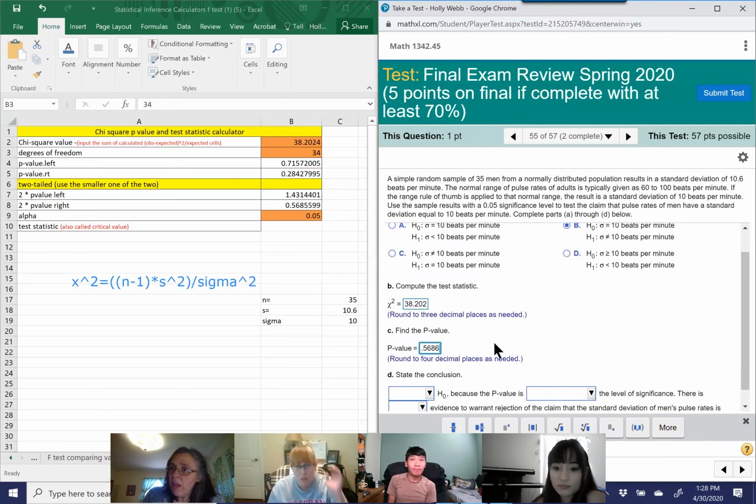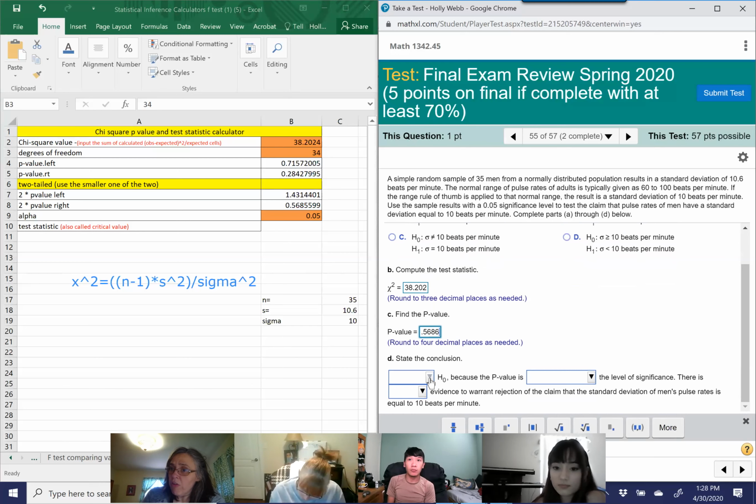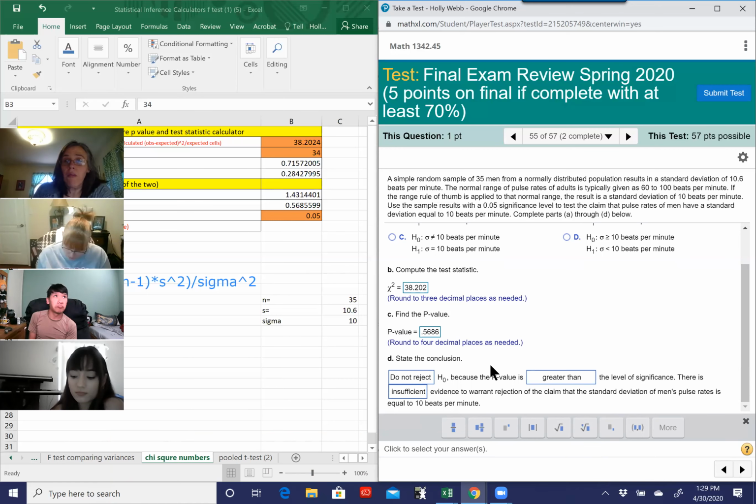Now, 0.5686 is bigger than 0.05, so we're going to fail to reject the null this time because the p-value is bigger. We do not reject. The p-value is greater than the significance level, which means we're not going to reject. And we would not reject because there is not evidence to warrant rejection. Insufficient evidence. Questions? Awesome.